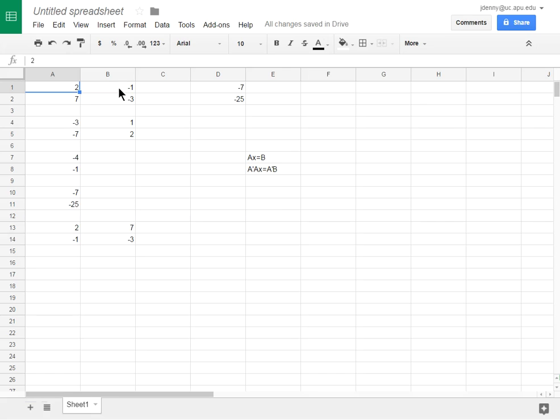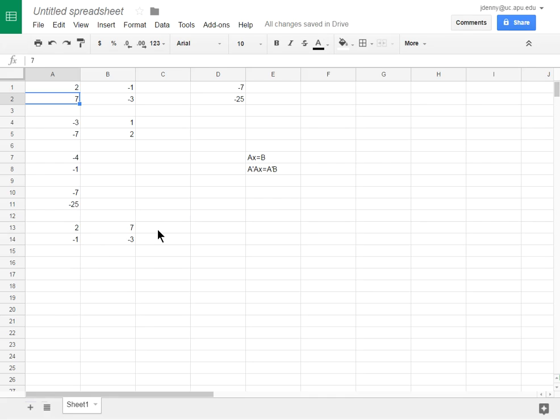The 2 and the -1 were along the top. Now they're along the sides. So these column headings are now the rows. And notice down here, the 7 was the second row number. Now it is the second column number. And so that's how you can transpose.